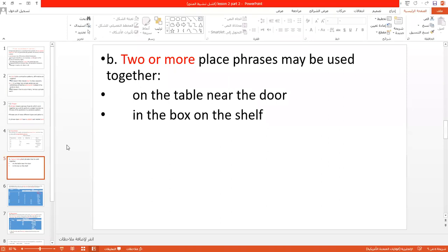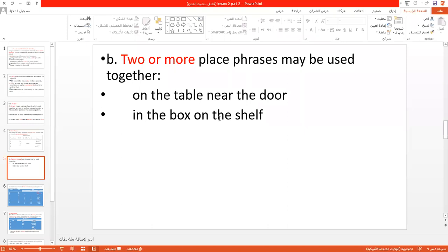Okay. Yes. So sometimes two or more place phrases may be used. We can use two or more place phrases. For example, on the table, near the door. On the table is a place phrase. This is a preposition, article, and a noun. Near the door, also another place phrase. Near, preposition, the article, the noun.